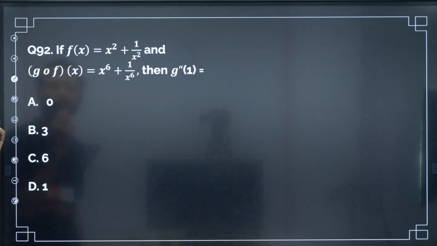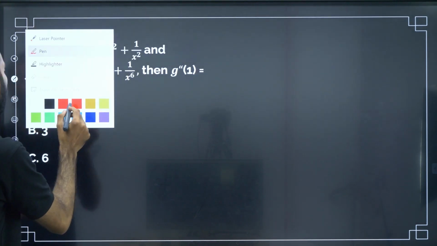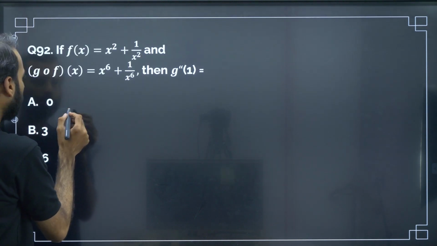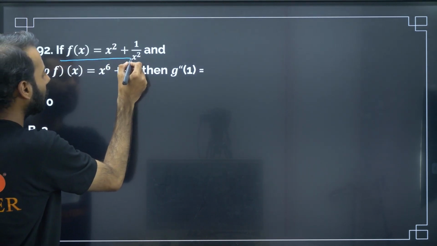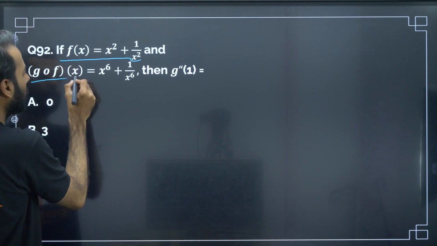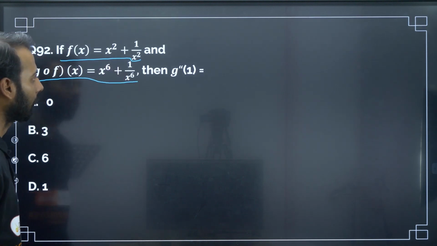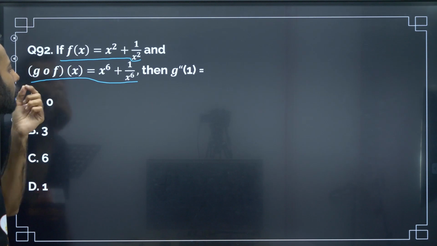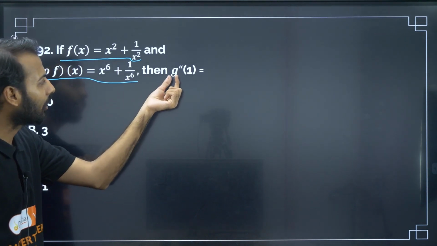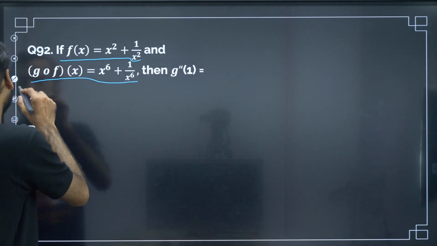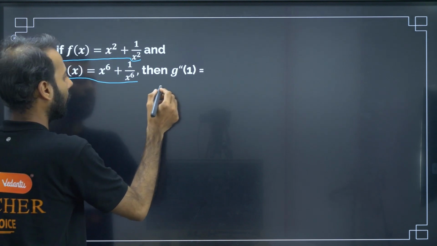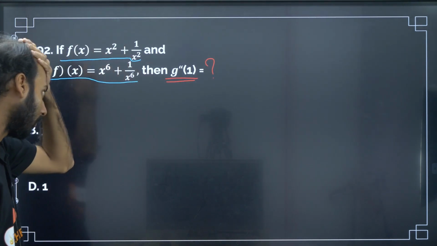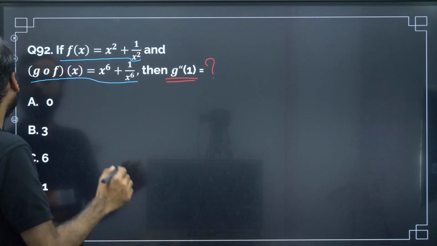F of x is equal to, see the question, let me read it. Some data they have given: f of x is equal to this and g of x is equal to this. One function they have given, and one more function, this f, they have composed with some function. Then g double dash of 1 is equal to what? This is the question.